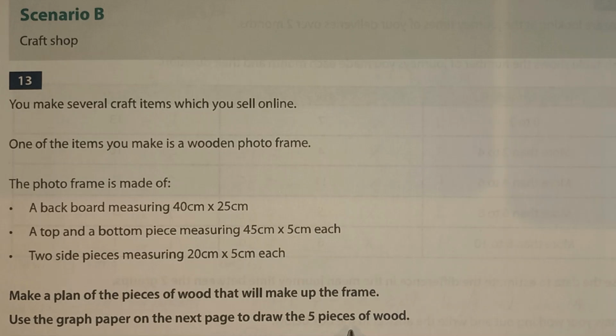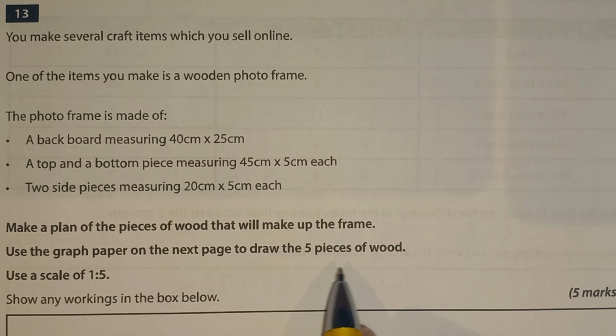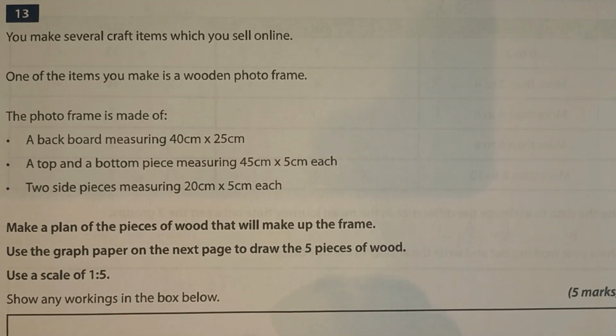Use the graph paper on the next page to draw the 5 pieces of wood. Use a scale of 1 to 5. Show any workings in the box below. Right, so before we do it accurately, let's try and do a sketch.